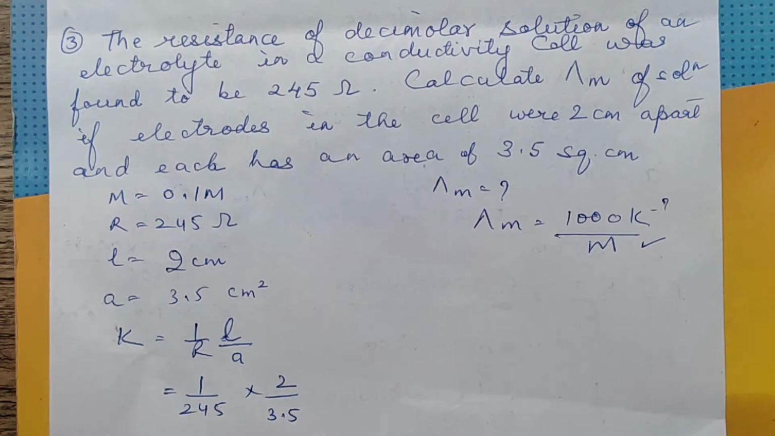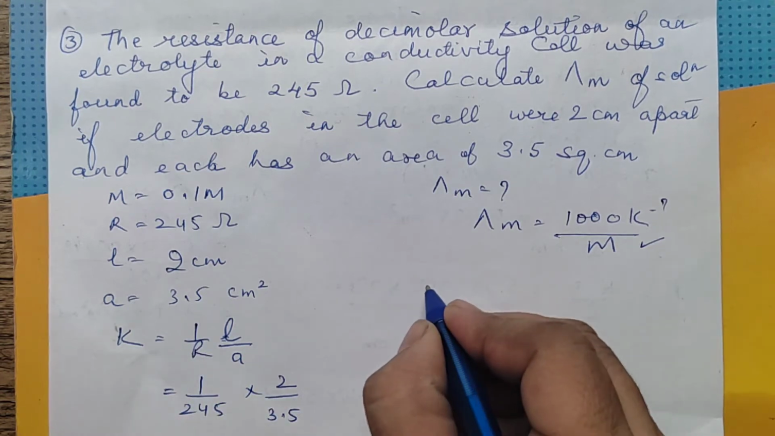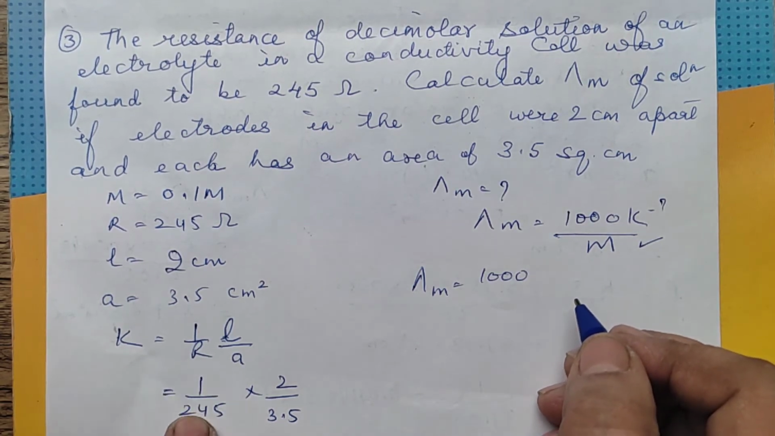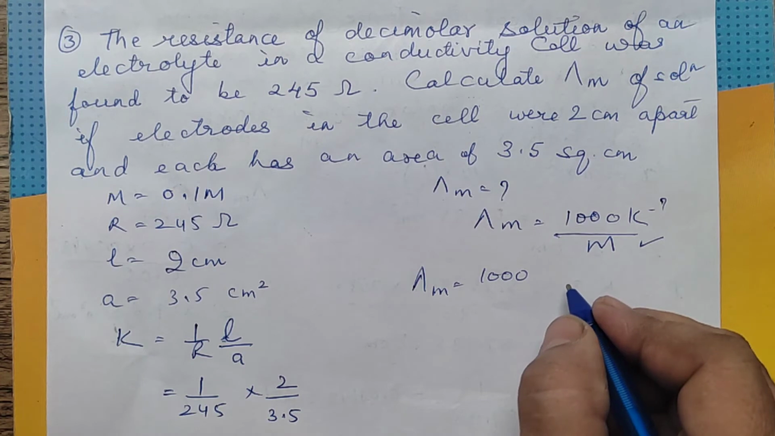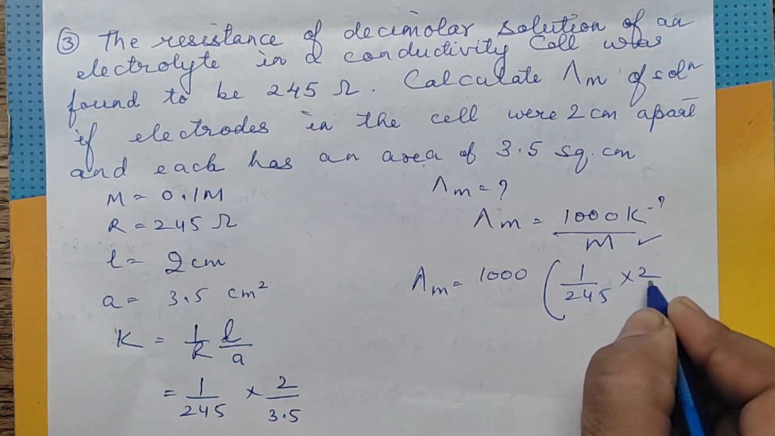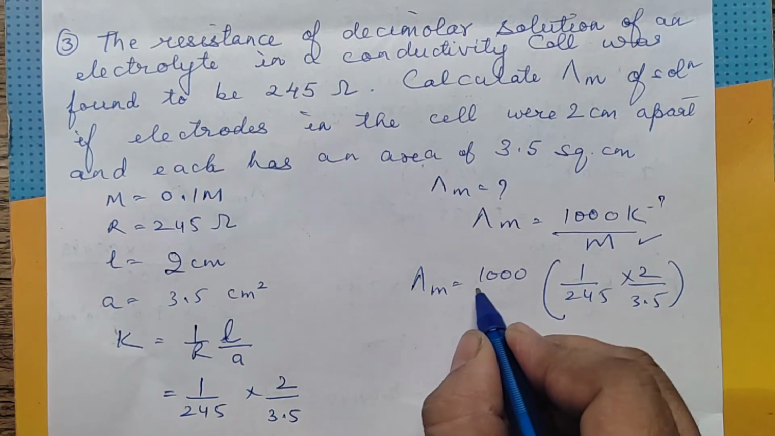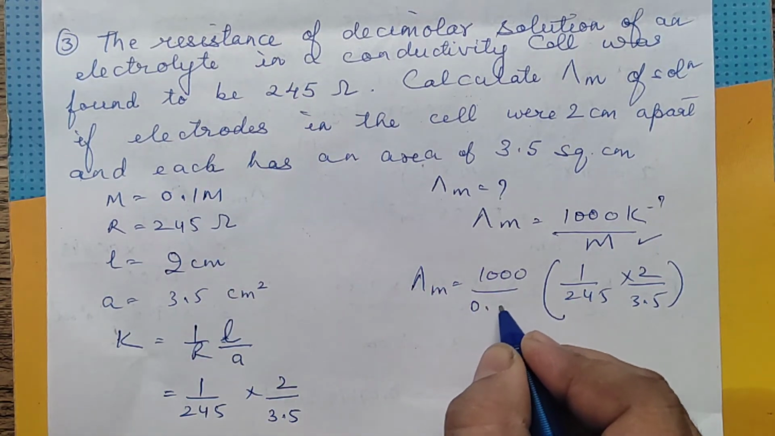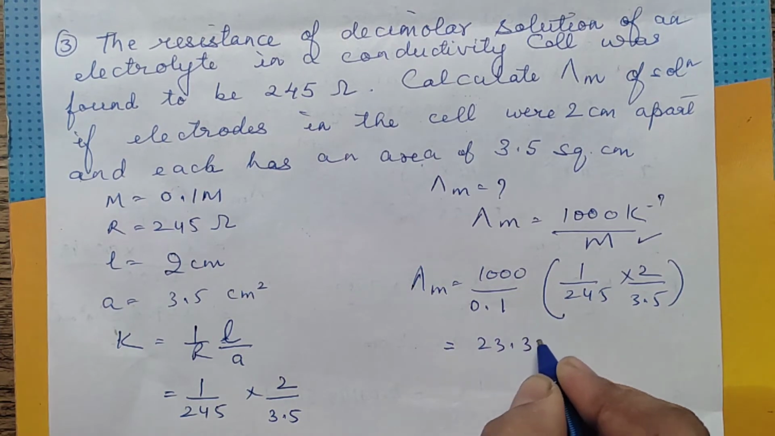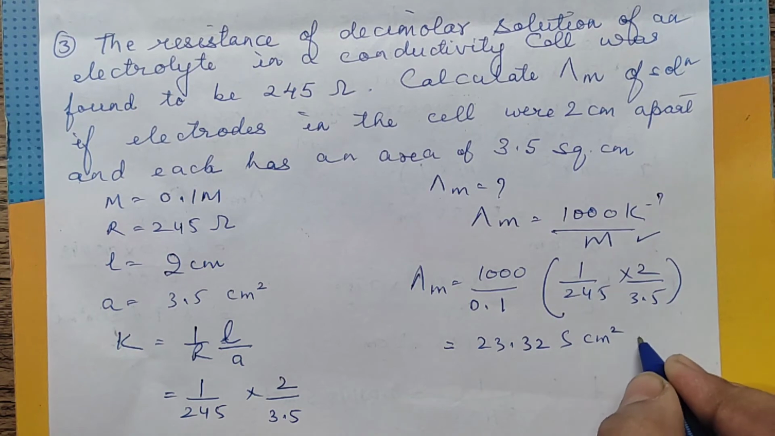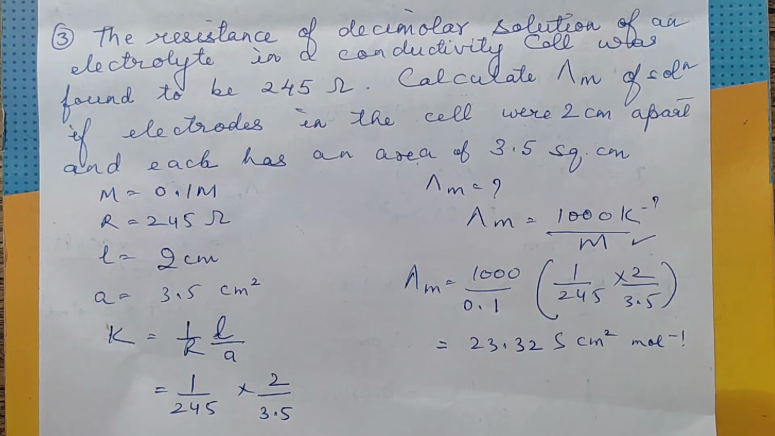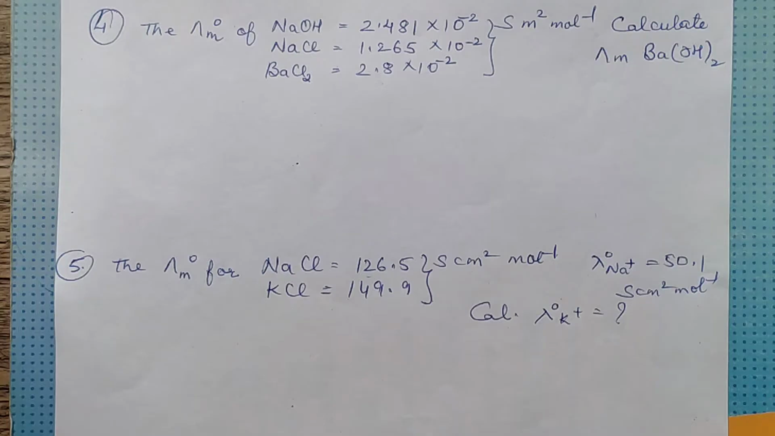Right? So now we can use this kappa value here. We can have lambda m is equal to 1000. Either you first calculate the kappa value and then put it here, or you can just put it as such, as 1 by 245 into 2 by 3.5, and this molarity is already given here as 0.1 molar, and just calculate what is the lambda m value. It comes out to be 23.32 Siemens centimeter square per mole. This is the lambda m value. Just see, the question is clear. Now moving on to the next question.